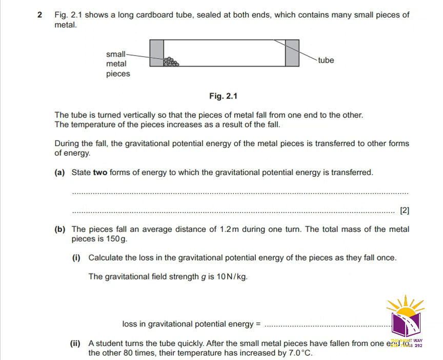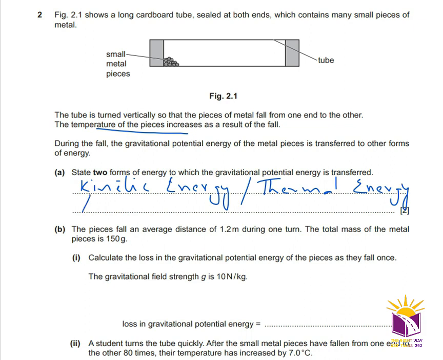We know that gravitational potential energy is transferred to kinetic energy. And it will be like thermal energy, because the pieces' temperature is going to increase, so it is converted into thermal energy. And you can also write it as sound energy. When it hits the boundaries of the tube, sound energy is also produced.